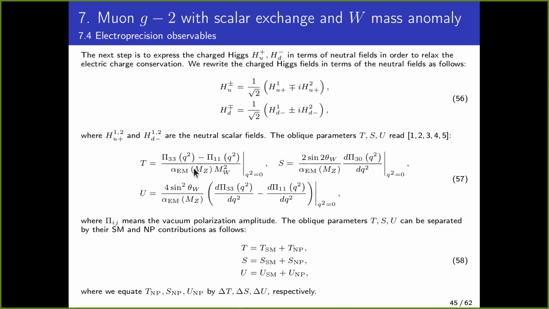So here, in order to investigate these oblique parameters, we only have the neutral field in the interaction basis, and then we can investigate all these oblique parameters, and we will separate each oblique parameter into its standard model part and the new physics part, and we will isolate this new physics part to be fitted to the experimental data. And for convenience, we call this new physics effect delta T, S, U respectively.